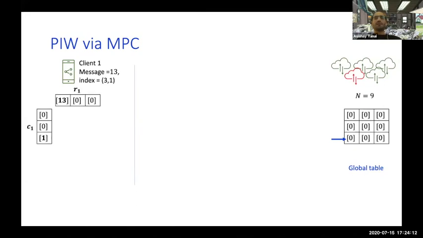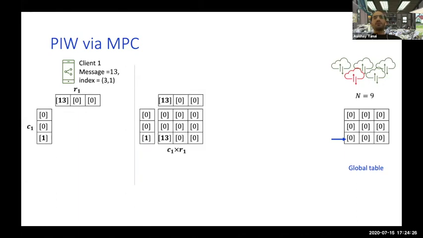So the client generates a row and column vector, each of size square root of n. She puts the value 1 at the X coordinate of the column vector, and the message at the Y coordinate of the row vector. Note that when multiplying the column and row vectors, we get a 3 by 3 matrix with the value of the message at the chosen coordinate X, Y. So here is 3, 1. The client generates the 2 vectors, and secret shares each of the entries toward the servers.